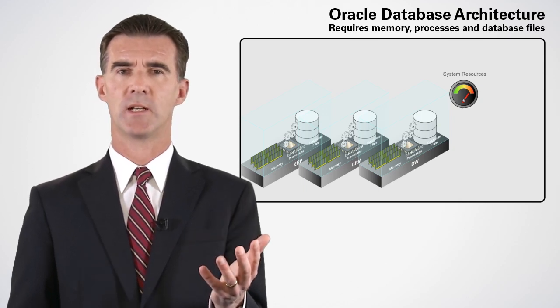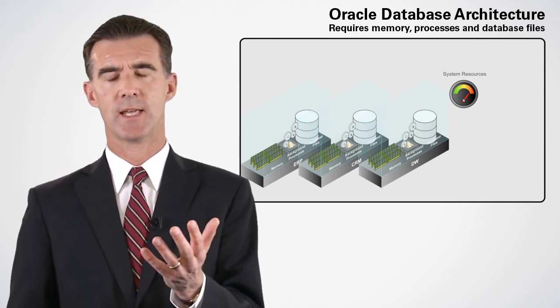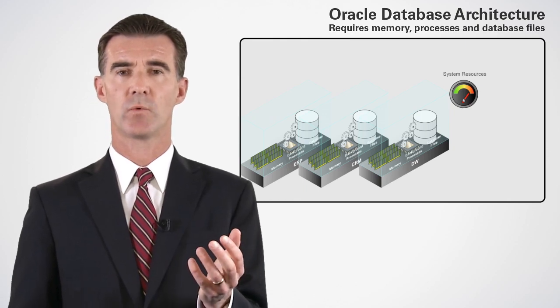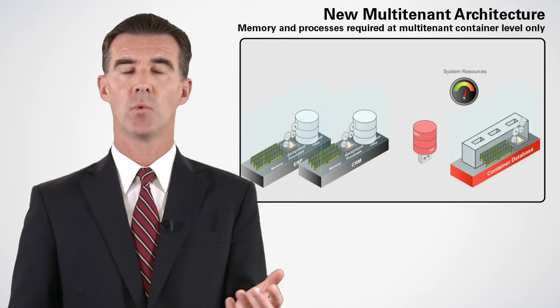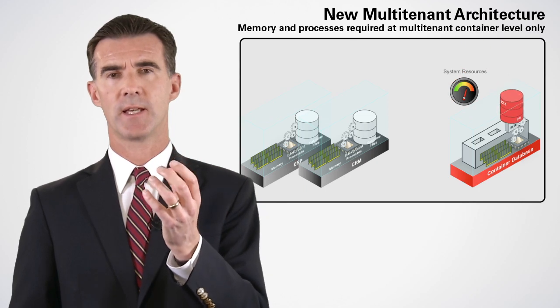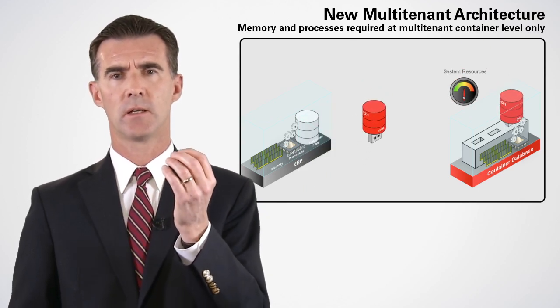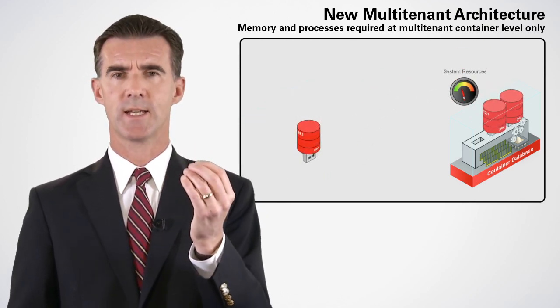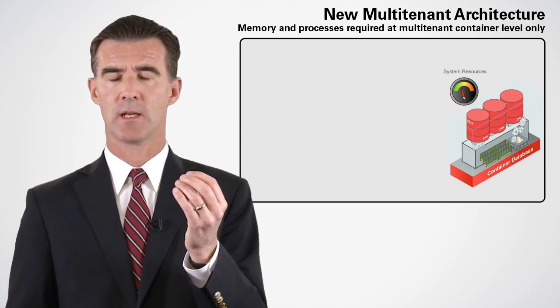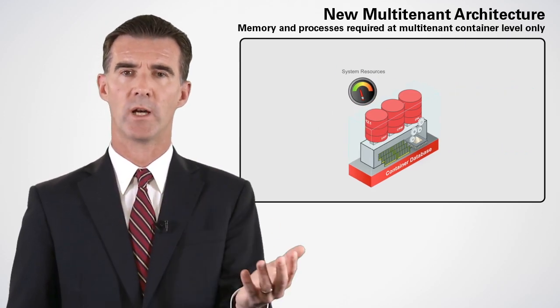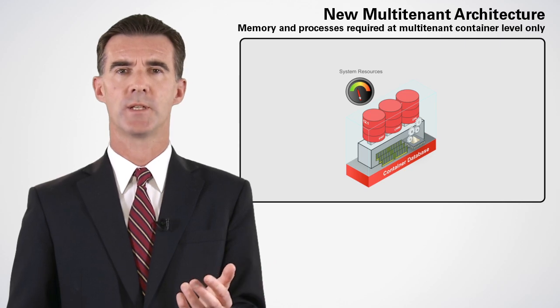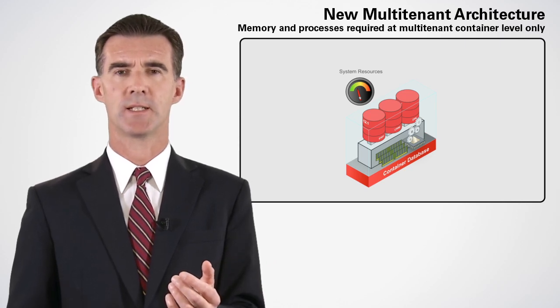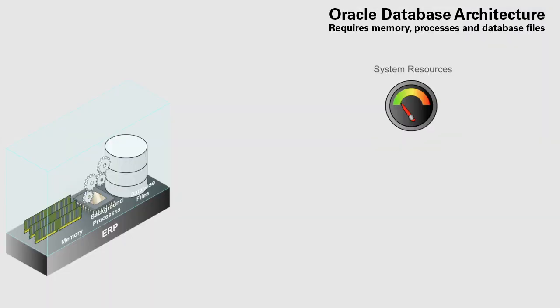So with Oracle Multitenant, what we do is we replace all of these dedicated databases with what we call pluggable databases. We consolidate them into a single operating environment with a single shared set of background processes and a single shared memory requirement, and we call this the new multi-tenant architecture. So before I describe the new architecture, let's review the architecture of Oracle Database 11g and prior architectures.